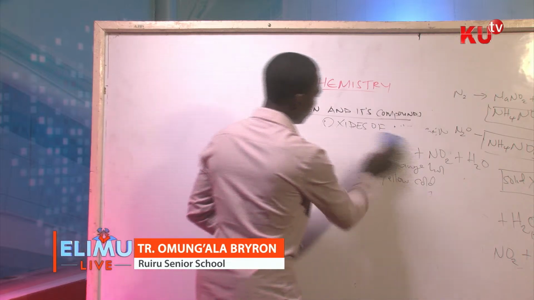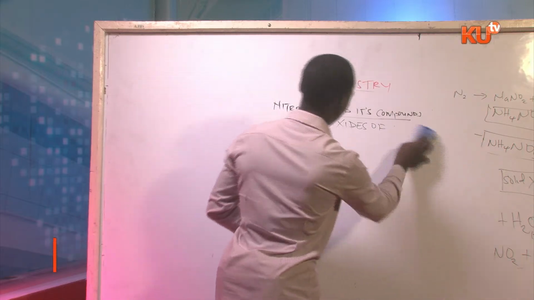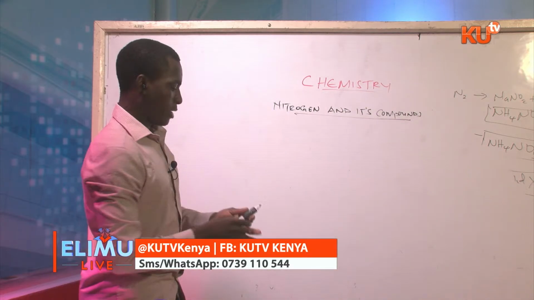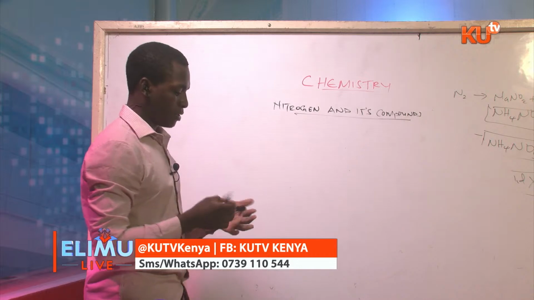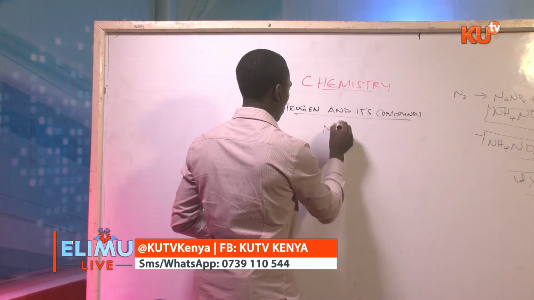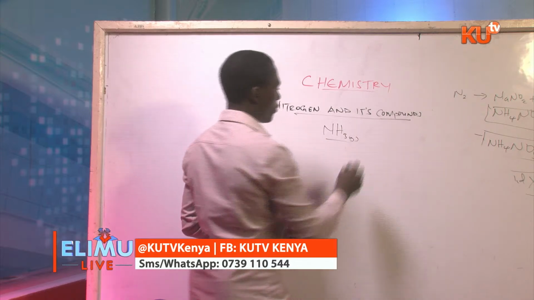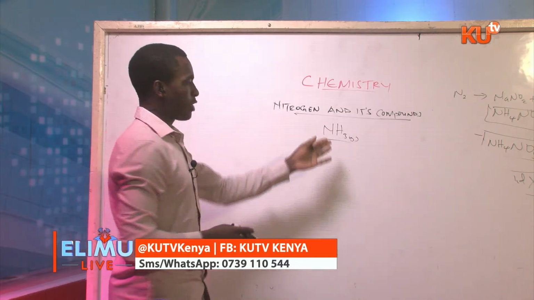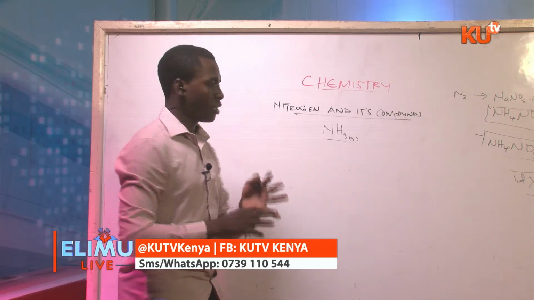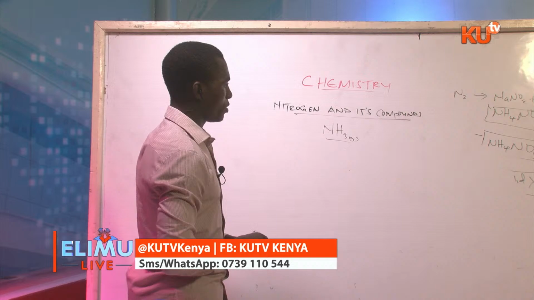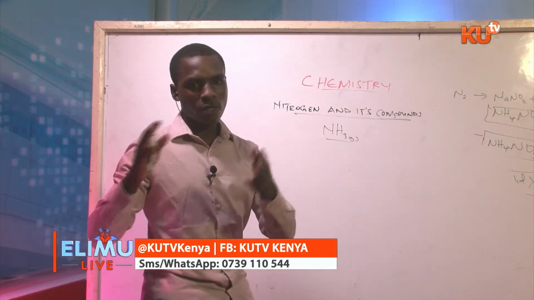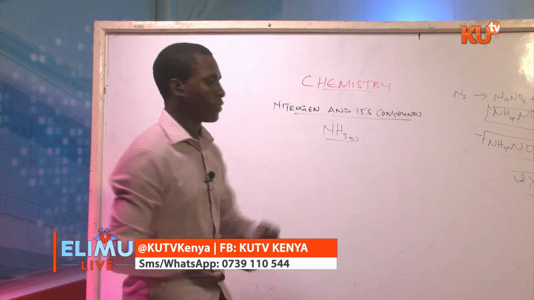Okay. So next, our next subtopic, we are going to talk about ammonia gas. Now, ammonia, from the formula, is a compound of nitrogen and hydrogen. So, in preparation of ammonia, we simply react nitrogen and hydrogen. Like most compounds, ammonia can be prepared at laboratory level or at the industrial level.